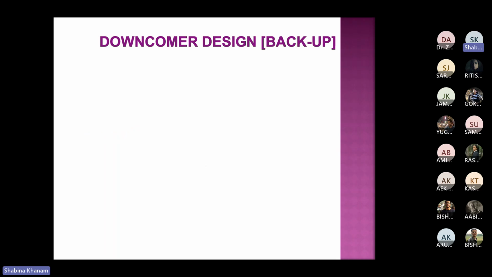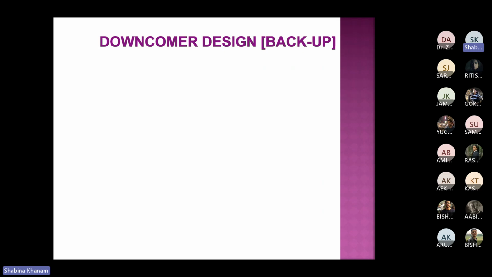Next parameter we have is downcomer backup. All these downcomers we have already discussed many times in previous classes. So we need to check this downcomer design or downcomer backup to understand that flooding should not occur. Flooding will occur when liquid passes through the downcomer and vapor moves up. So we need to consider this downcomer design.